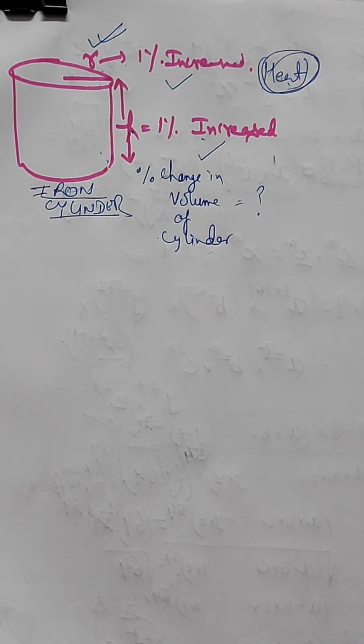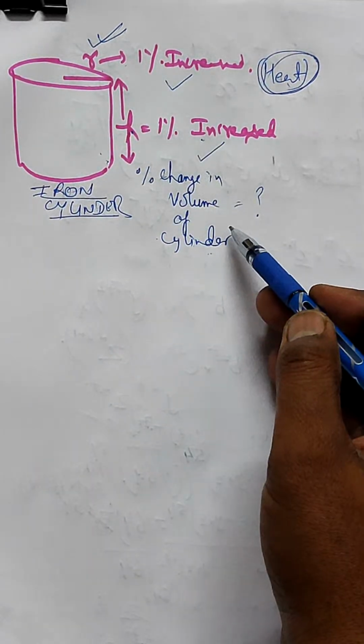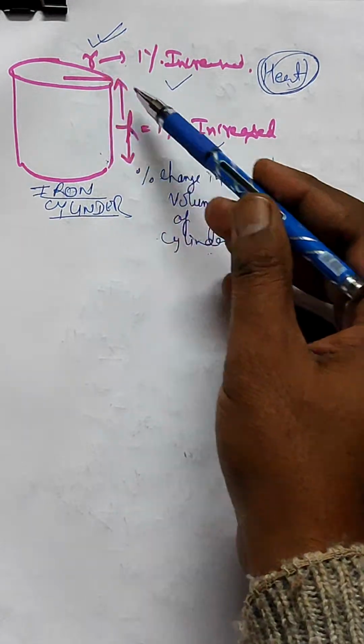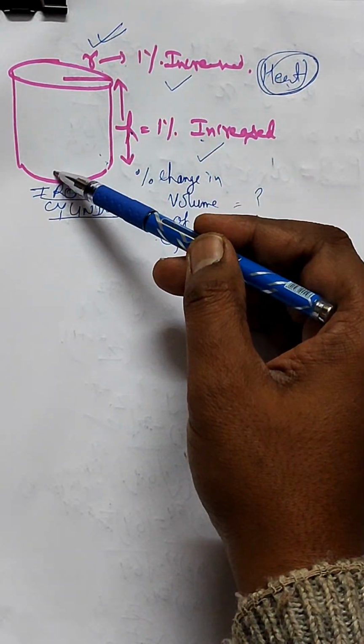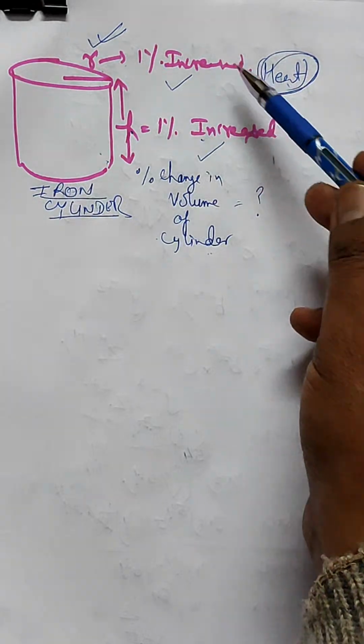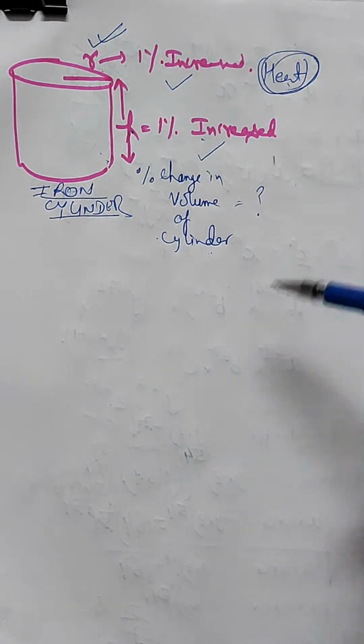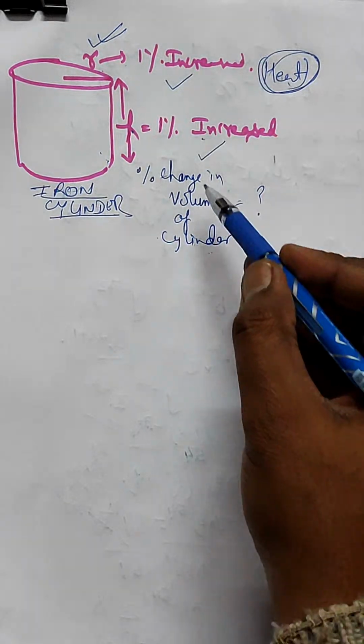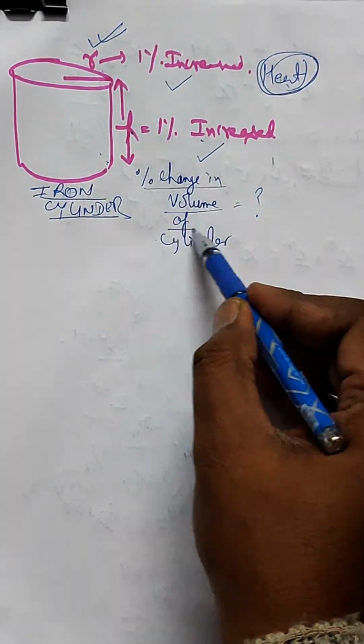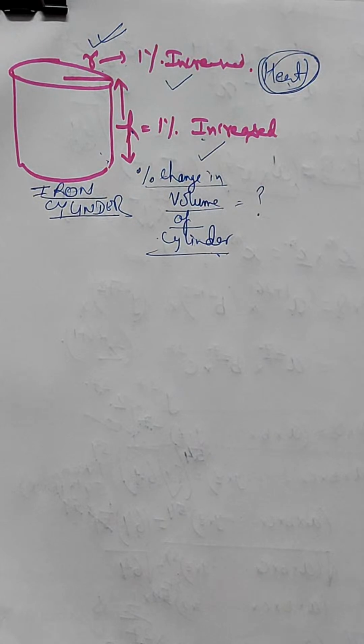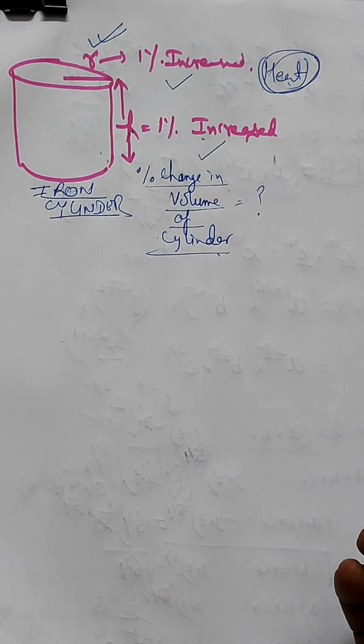So students, think about it. What is the percentage change in volume of the cylinder when the radius and height of the cylinder are increased by 1% due to heating, right? You need to calculate the percentage change in volume of the cylinder. You can put it into the comment box if you want to. If something is coming into your mind, you can put it into the comment box or through the chat.